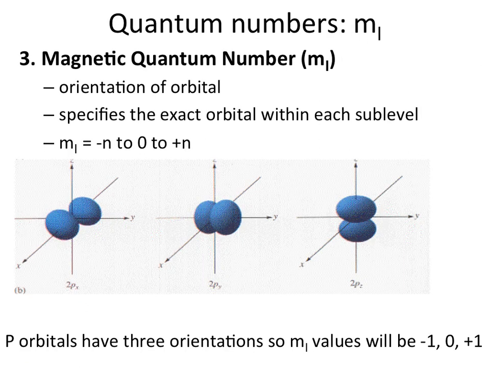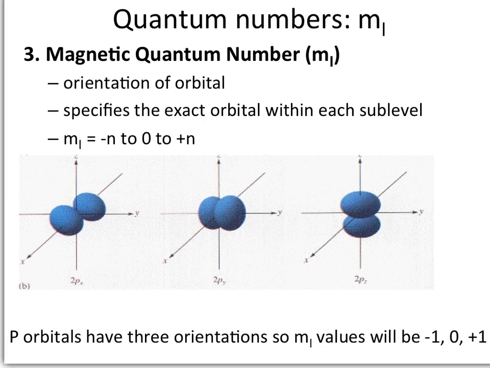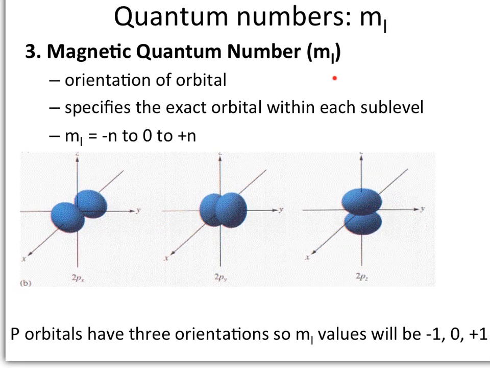So the third quantum number that we need to consider is the magnetic quantum number, so m sub L. Basically, your magnetic quantum number indicates the orientation of the orbital that you're looking at. Remember, we talked about p, d, and f orbitals all having specific orientations around the x, y, and z axes. And so what this tells us is the specific orbital in each sublevel that we're looking at.